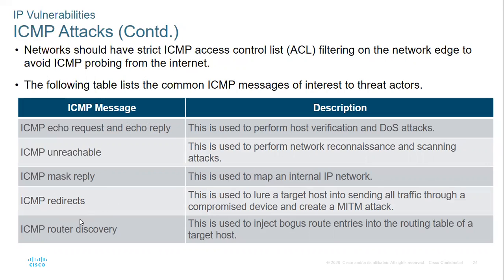ICMP redirects. These are used to attract a host into sending traffic through a compromised device and then creating a man in the middle attack. The router discovery messages, these are used to inject fake routing entries into the routing table of a targeted host.